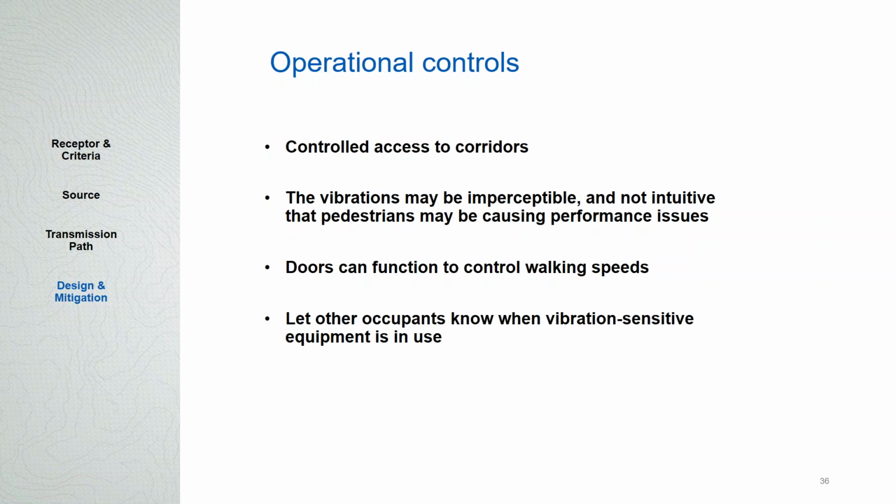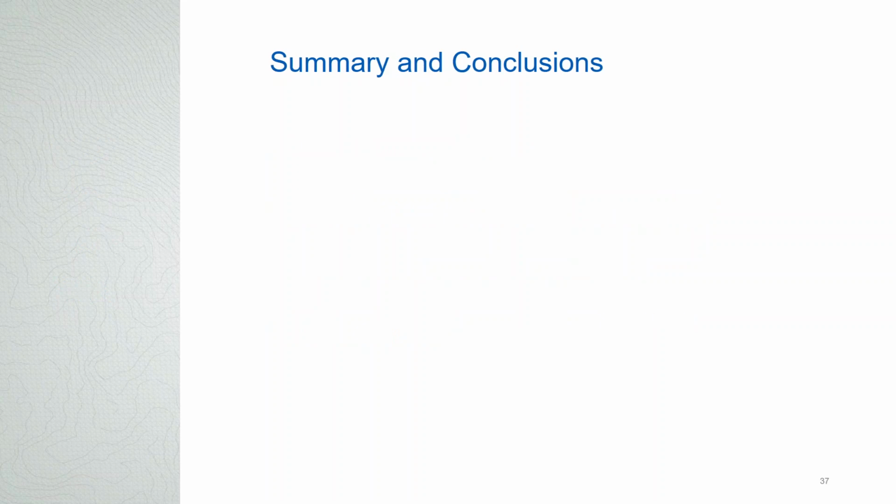And let other occupants know when vibration-sensitive equipment is in use. So that's a simple thing. If someone's taking a scan, cancel the aerobics class. So these sorts of simple things, if the design team can go for it, if they can agree that, yeah, there's ways that we can control when and where and how people are walking, these are all inexpensive, non-structural solutions that can be beneficial if there's a way to implement them.